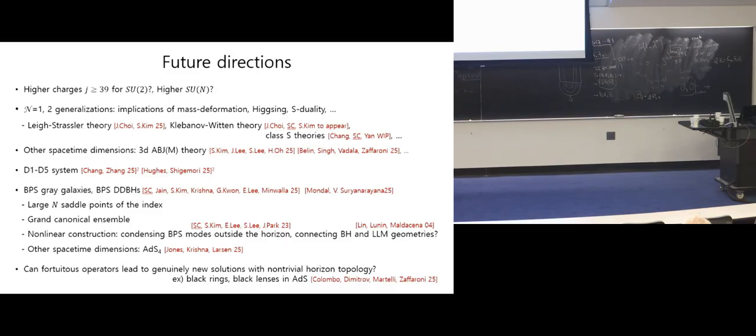Also on the gravity side, we constructed two types of supersymmetric hairy black holes, and I showed some qualitative evidence by numerically computing the index at sufficiently large n. But you may try to really construct the large n saddle point of the index dual to these hairy black holes. And you can also consider some nonlinear construction of these hairy black holes, considering backreaction of these probe hairs.